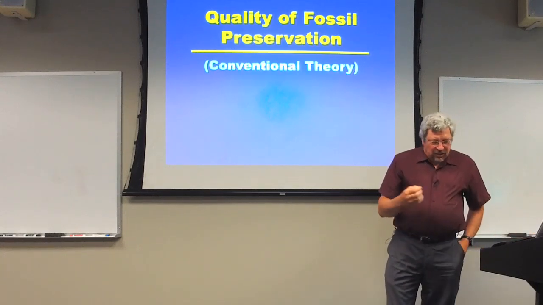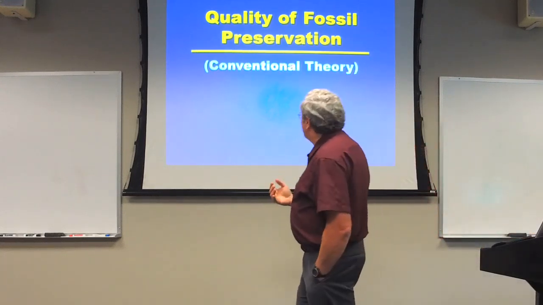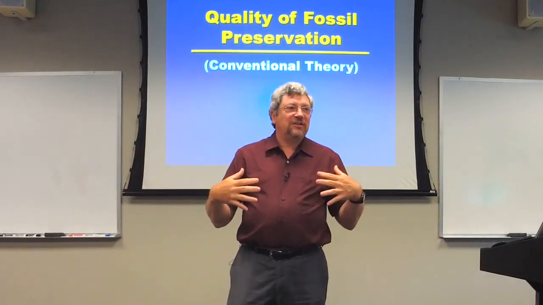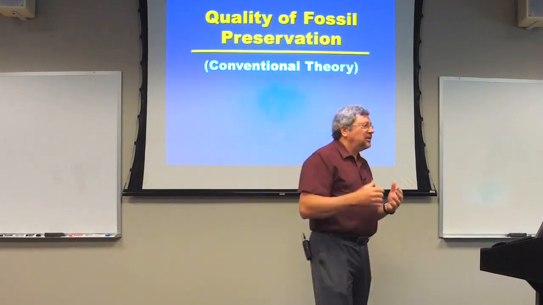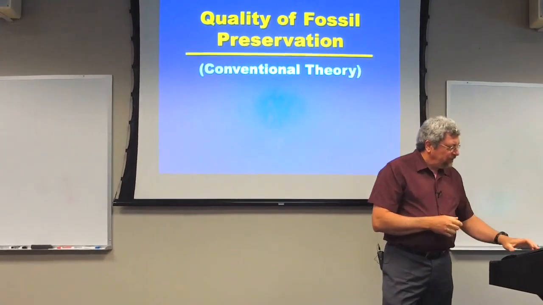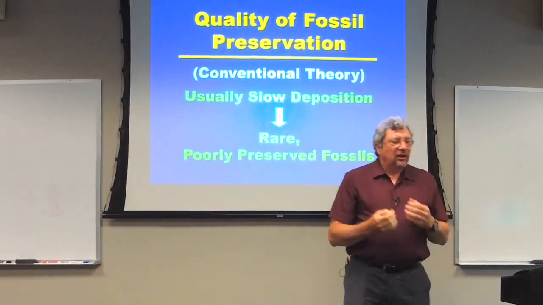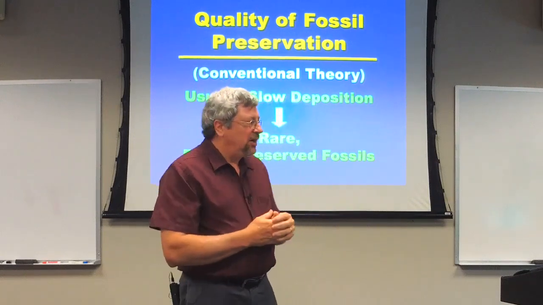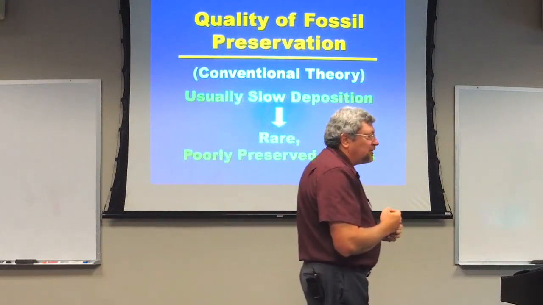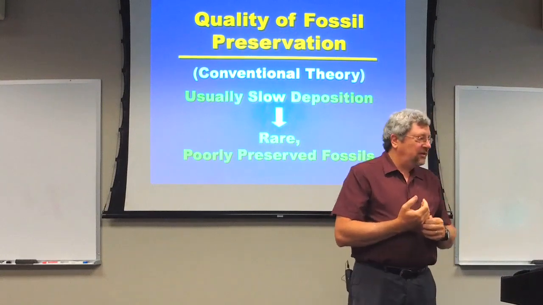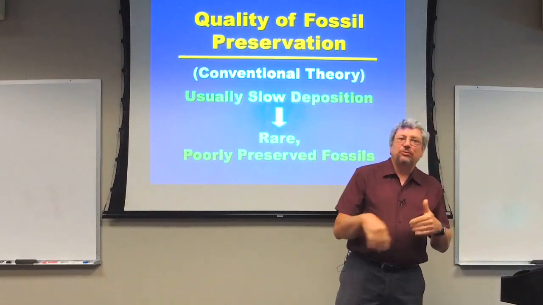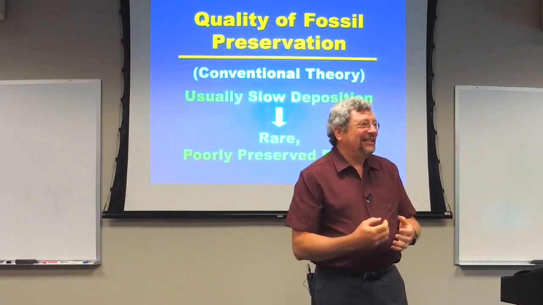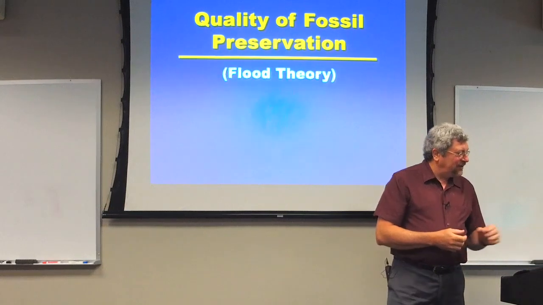So in what I might call a conventional perspective on this, where most fossils are formed under conditions we experience today, and that would be the uniformitarian understanding of the origin of fossils, you would expect that because slow deposition dominates in the modern world, fossilization is extremely rare, and that fossils would be more often poorly preserved. If they did make it, you're only going to get a very poor preservation in that process.